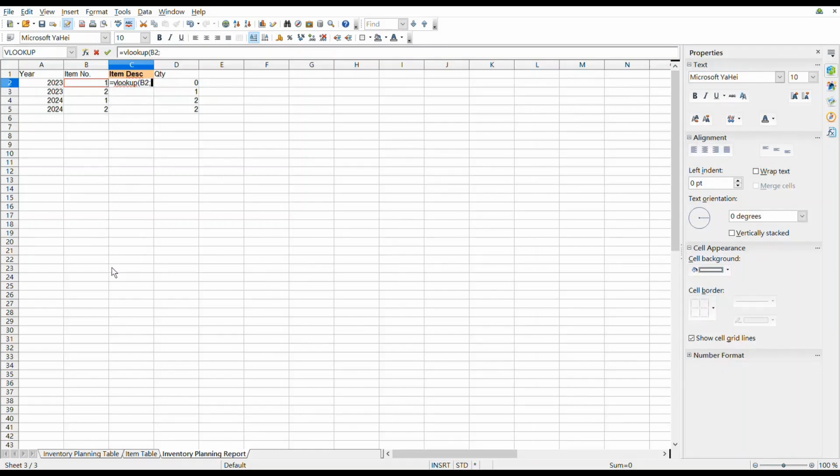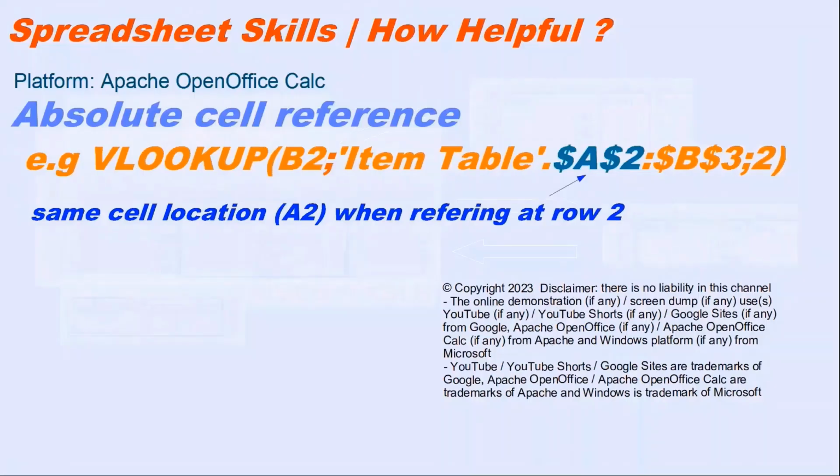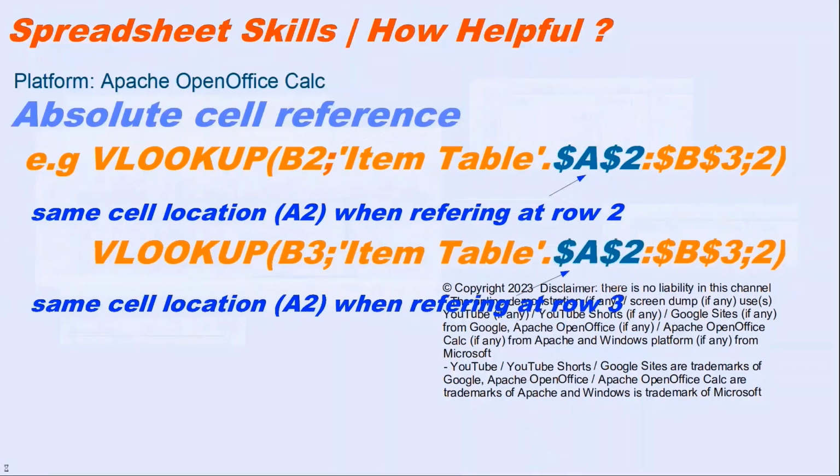In this example, it is in the item table with the range from A2 to B3. A $ sign is added in the range from A2 to B3 to indicate it is the absolute cell reference. More information on cell reference: A2 when it is at row 2. It is also A2 when it is at row 3.